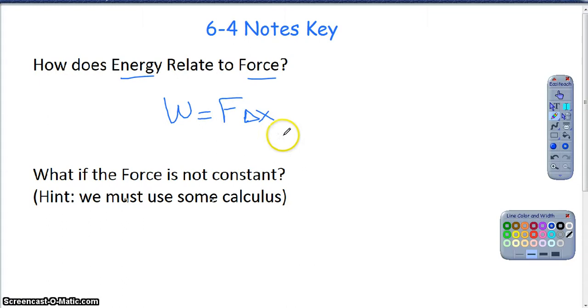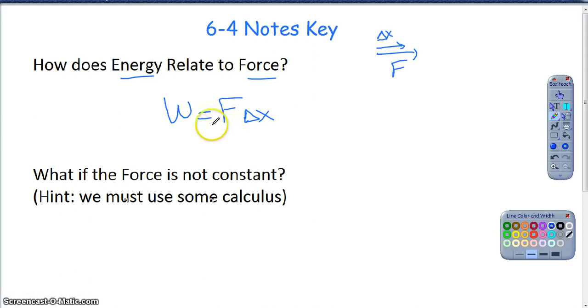There are a couple conditions here, though. In order for work to equal force times displacement, one, the force and the displacement have to be in the same direction. Both of those vectors have to be directed the same way. Otherwise, we throw in the cosine or the sine of the angle. And then the other condition is this only works if the force is constant.